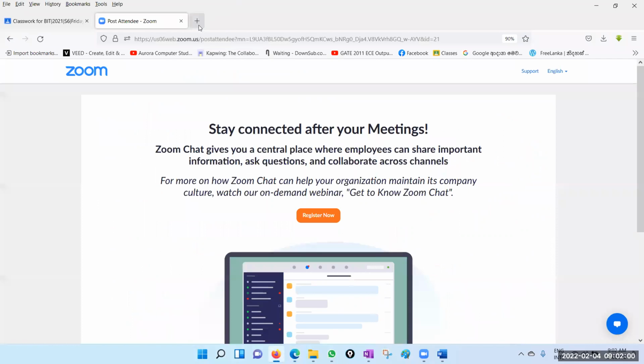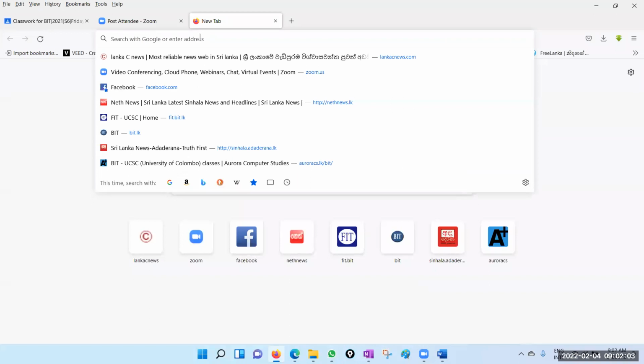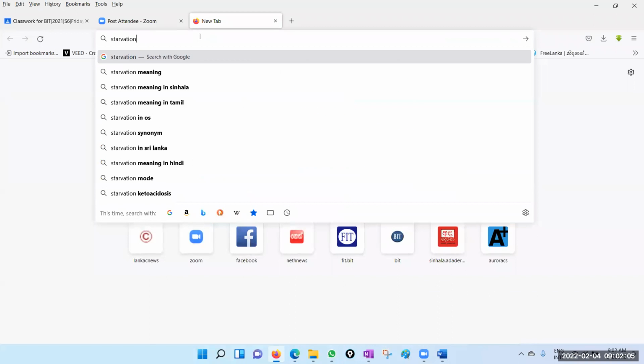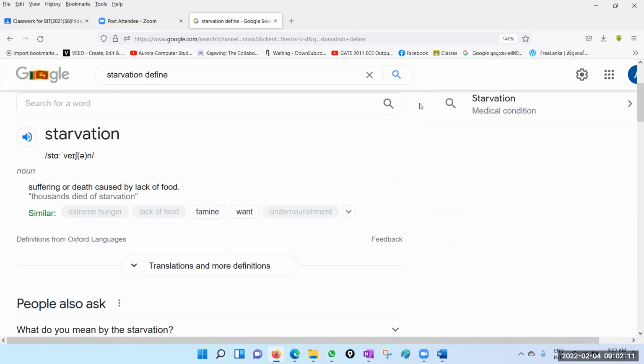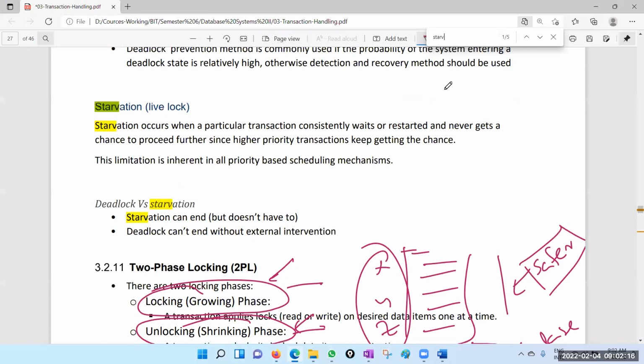It's a sort of unbearable hunger. Like suffering or death caused by lack of food. And so what is lock starvation? Or sometimes we call it live lock. It is not deadlock. So deadlock is dead. You have no option until the other party mediates. But live lock means you feel like you are alive, but actually you are sort of dying. Live lock.